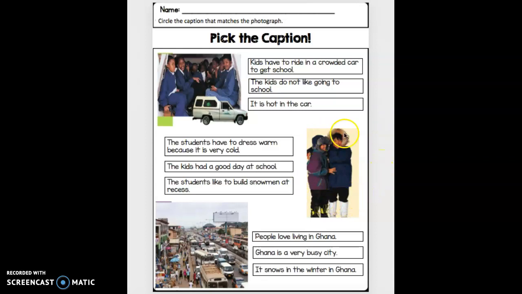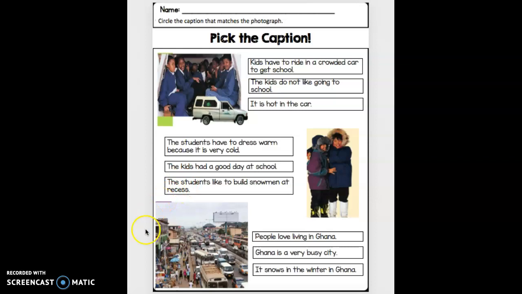All right, let's take a look at our next photograph right here. I'm going to start with the first choice. The students have to dress warm because it is very cold. Or the kids have a good day at school. Or the last choice, the students like to build snowman at recess. Which caption correctly matches this photograph? Go ahead and circle.